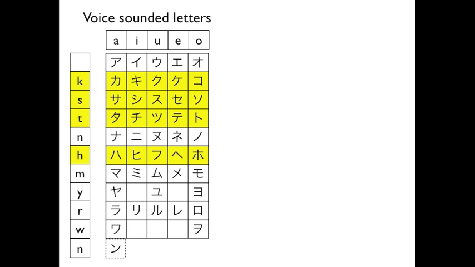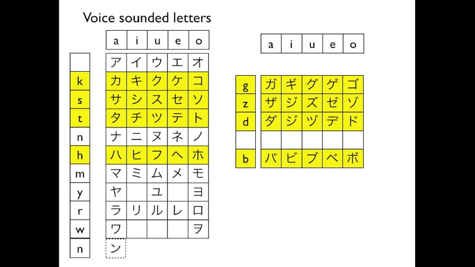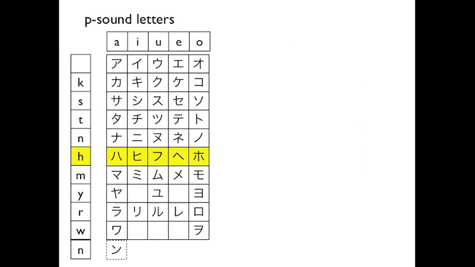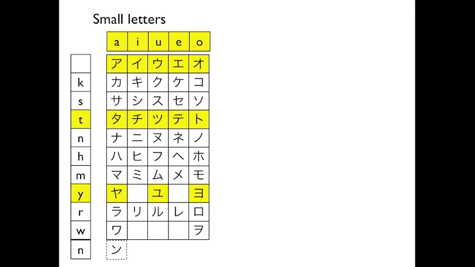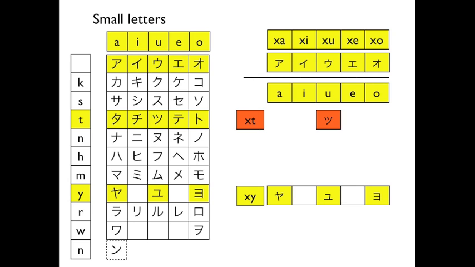This one is voiced sound letters, and the rules are exactly the same as hiragana, and as I highlighted, those are the ones that are going to be voiced letters. And the P sound letters, which apply for H: pa, pi, pu, pe, po. They're exactly the same. And small letters are also the same, except they get smaller, and that's the same for hiragana too.